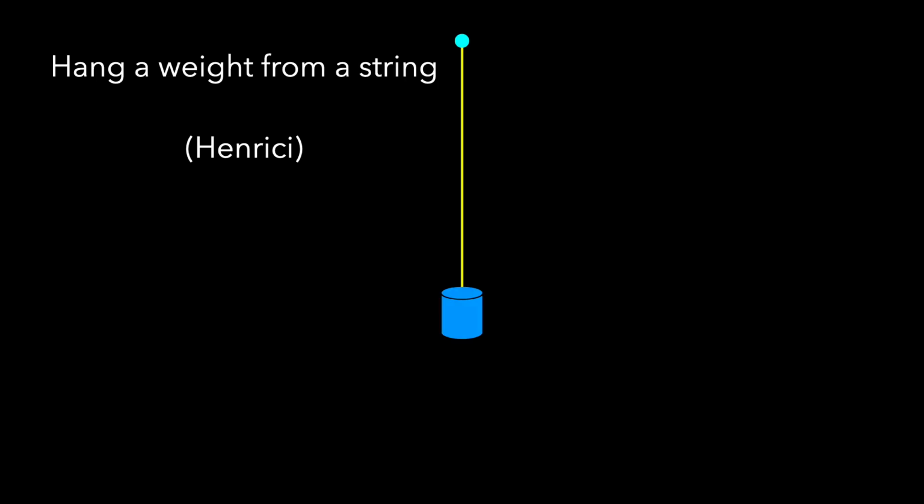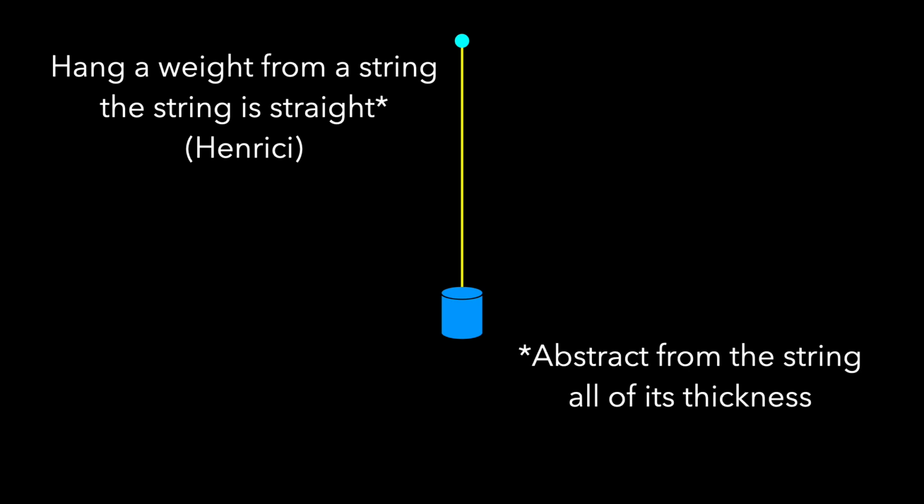Henrique suggested that we visualize this by hanging a weight from a string, and that will straighten out the string. It will extend it and stretch it into a straight line. He knew this wasn't quite true because a string has dimension other than length. And so he said, abstract away from the string all of its thickness. This abstract idea is a straight line.